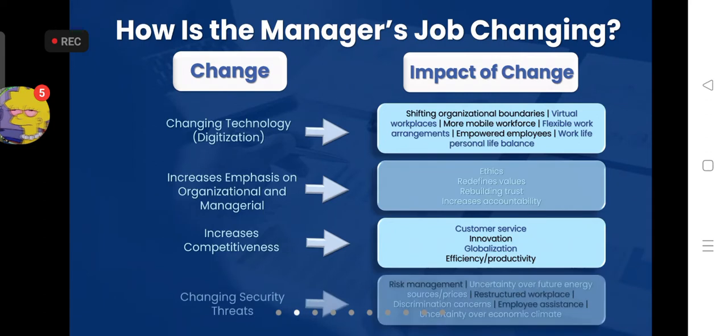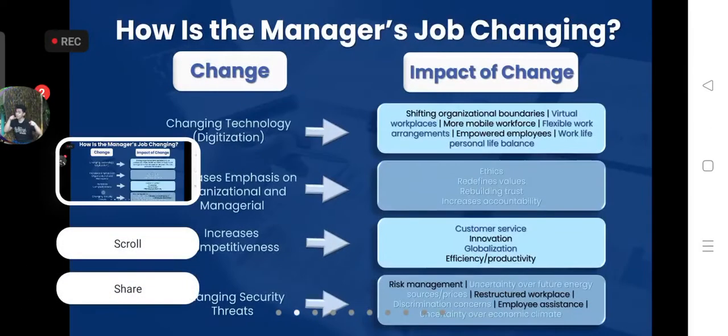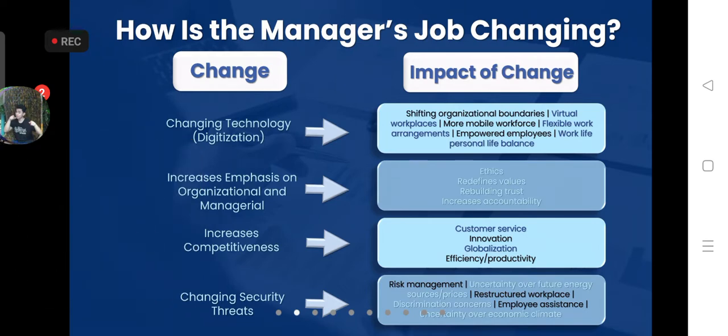Lastly, changing security threats, or the threats within the organization or outside of it. With this, there will be risk management, uncertainty over future energy sources or prices, restricted workplace, discrimination concerns, globalization concerns, employee assistance, and uncertainty over economic climate. So next slide, please.